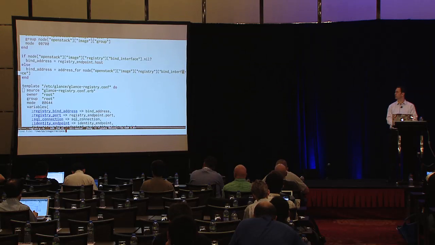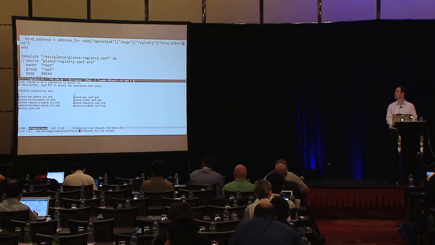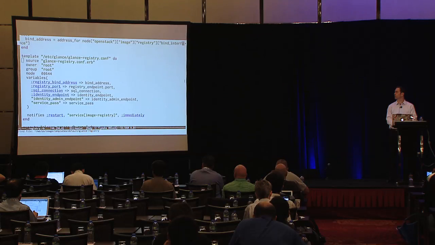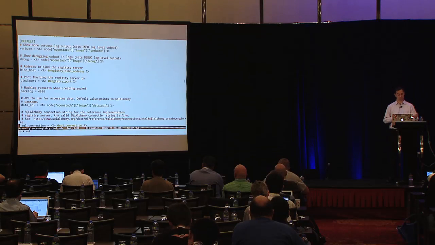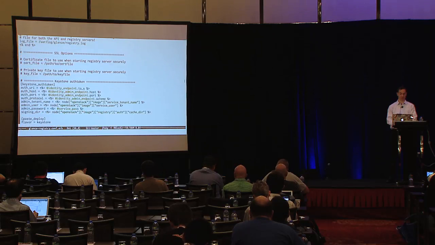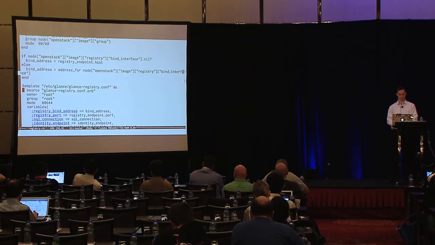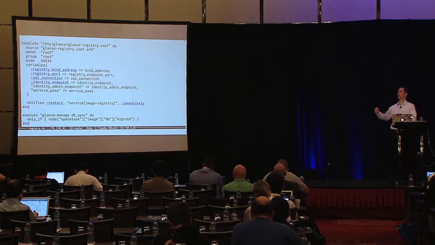So if we were to pull up that template, glance-registry.conf.erb, it's your Glance config file for the registry with a bunch of variables that get passed into it. This way we can dynamically create configuration files. And OpenStack has a lot of configuration files. Yes, it does. And here you can see us passing the various variables that the config file needs to know about.